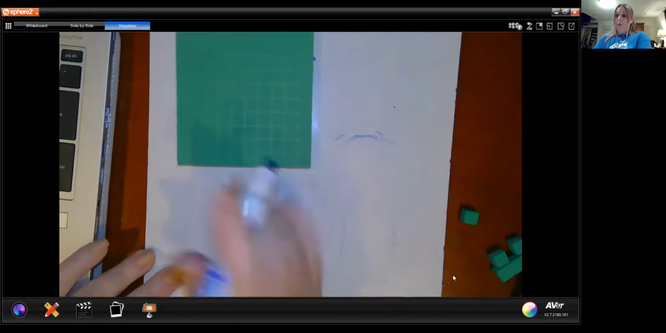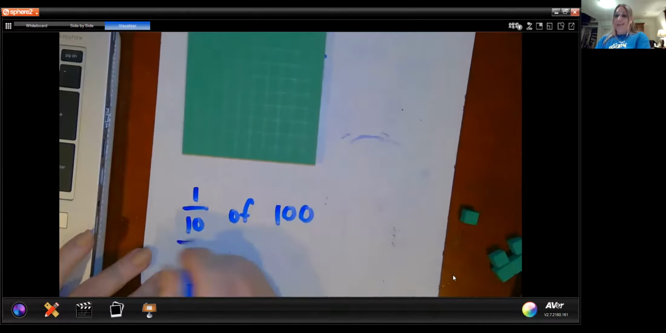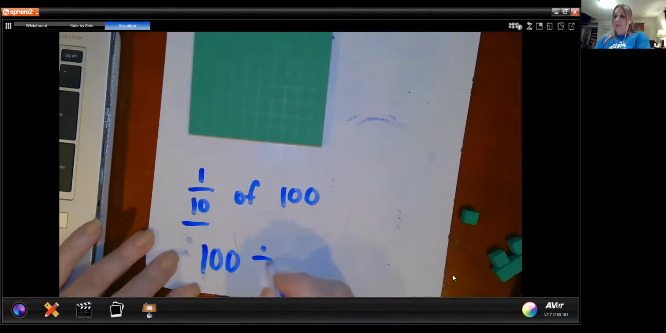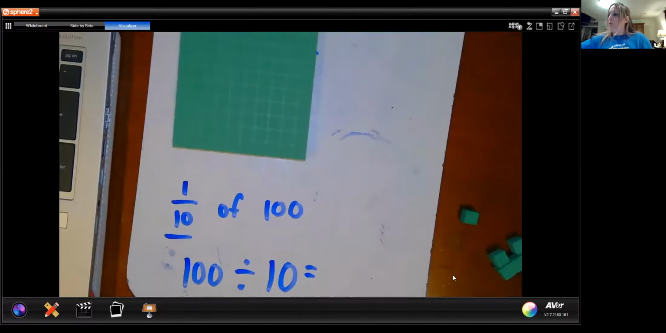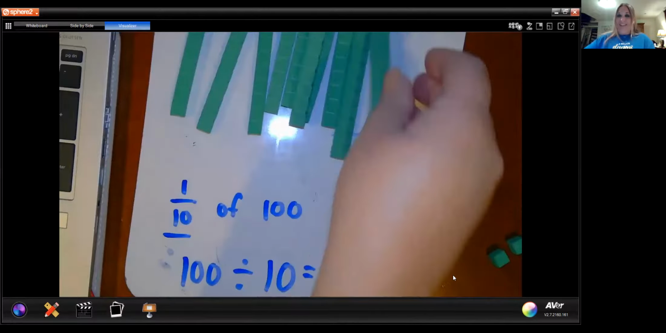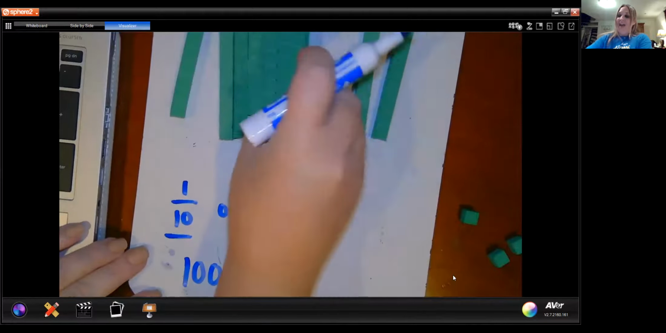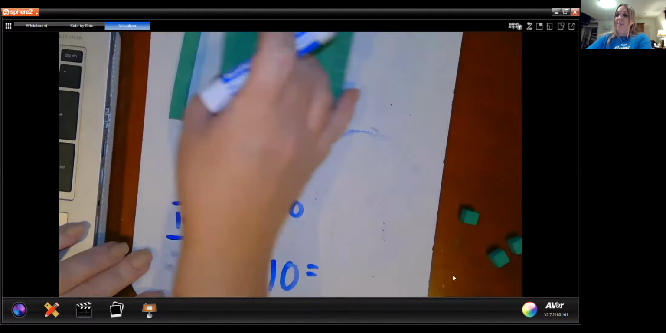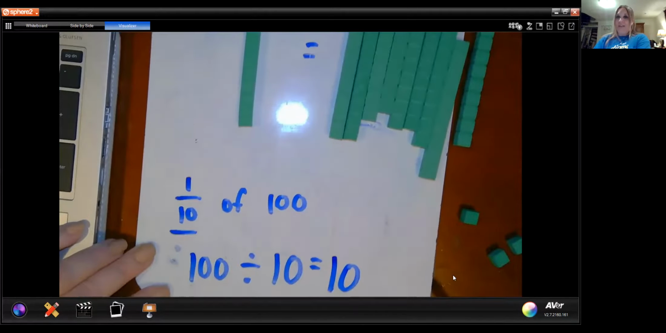Okay, so I'm looking for 1/10 of 100. So what does 1/10 mean? It means to divide. So what's 100 divided by 10? Well, let's take the number 100 and we're going to divide it by 10. And what do I end up with? Well, if I have 100 and I divide by 10, I'm left with 10. Okay, do you see what I'm doing?